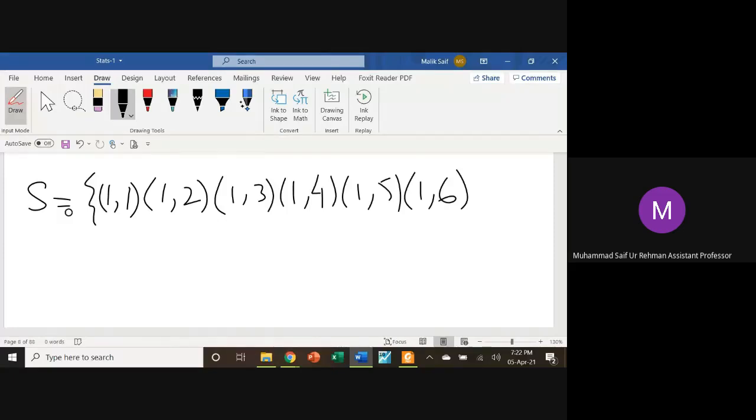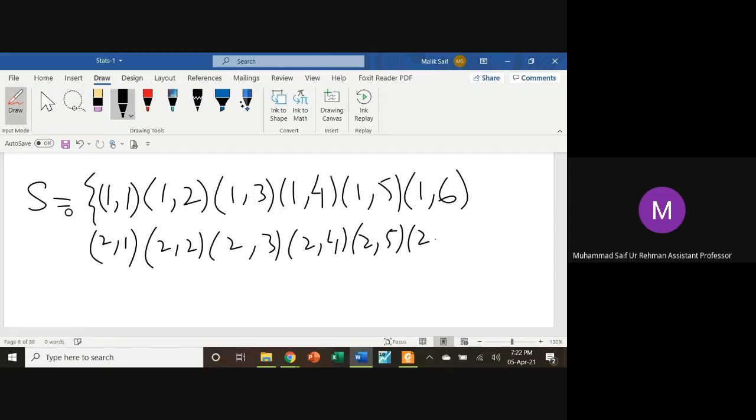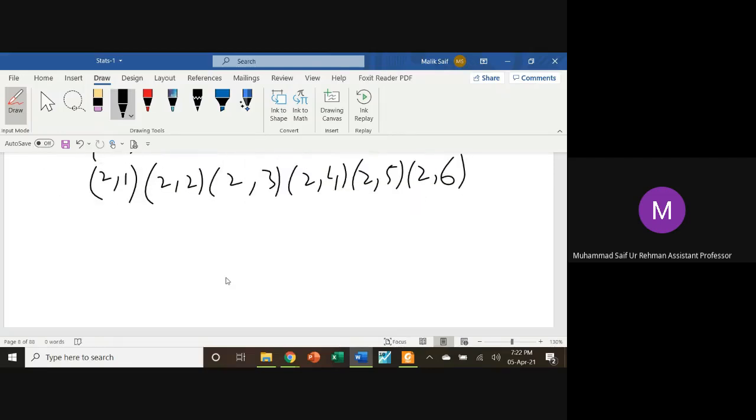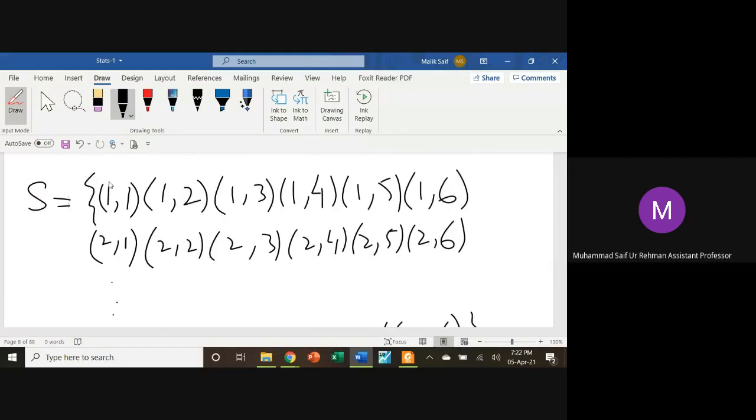Similarly, it is quite possible that 2 1 is there. It means on the first roll two dots face up was the result, and on the second roll one dot face up was the result. Similarly, 2 2, 2 3, 2 4, 2 5, 2 6. Similarly 3 1, 3 2, and 4 1, 4 2, 4 3 up to 4 6, and then 5, and then 6. Finally there will be 6 1, 6 2, and so on up to 6 6. So this will be the sample space. Now all these are events. If you see only this one, what is this? This is an outcome, and at the same time it is an event. Similarly, 1 1 is an event.